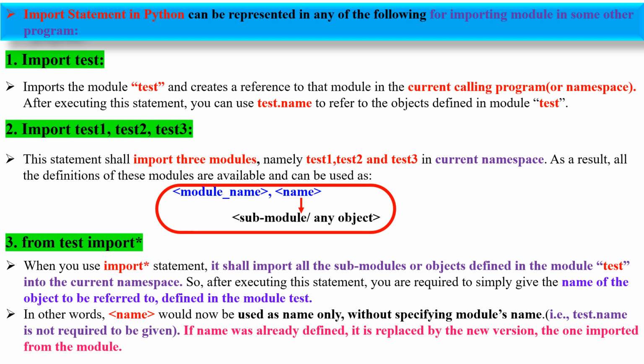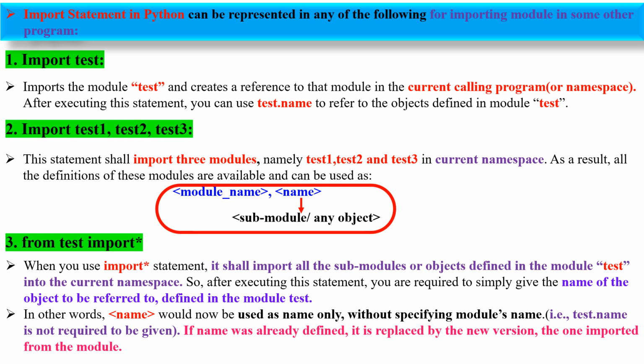Point 2. import test1, test2, test3. This statement shall import 3 modules, namely test1, test2 and test3, in the current namespace. As a result, all the definitions of these modules are available and can be used as module_name.name. Name represents the submodule or any object.